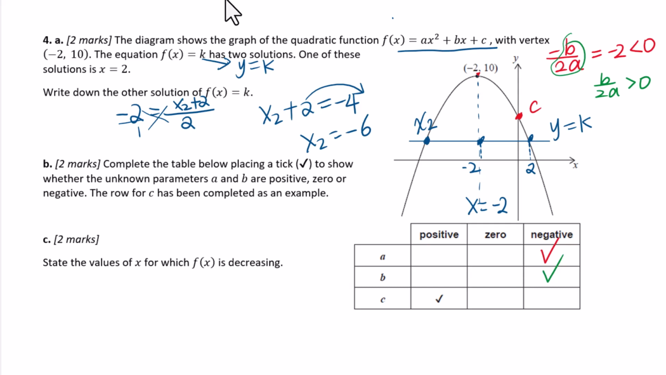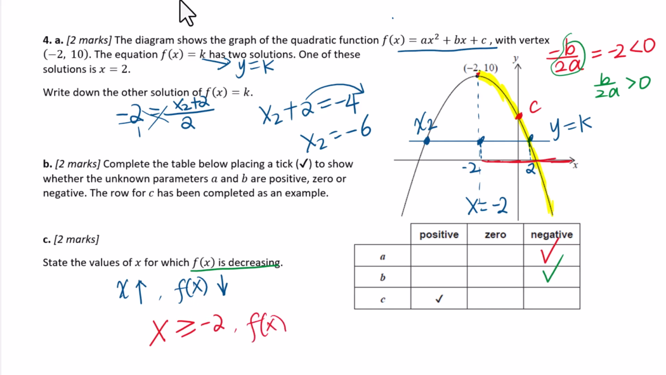Part c. State the values of x for which f of x is decreasing. f of x is decreasing means when x is increasing, then f of x is decreasing. This part of the graph is decreasing. x value will be this. So when x greater than or equal to negative 2, f of x is decreasing.